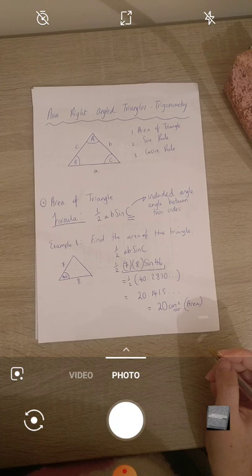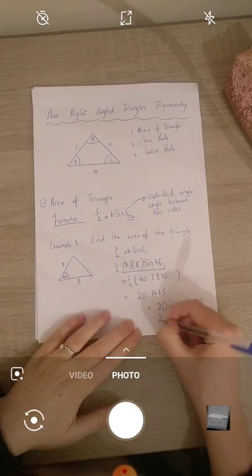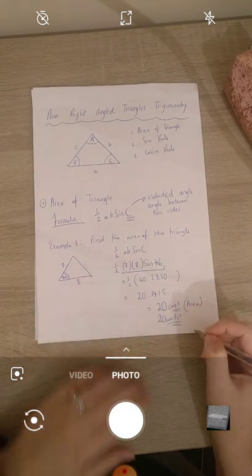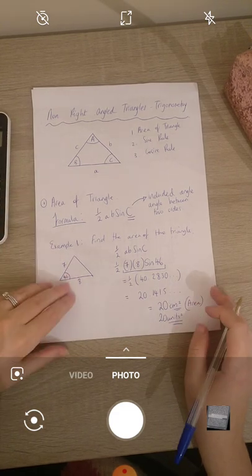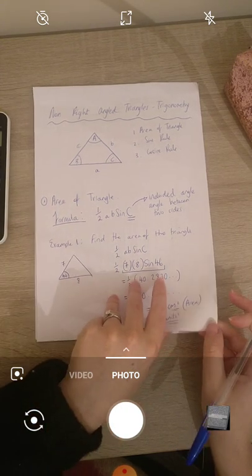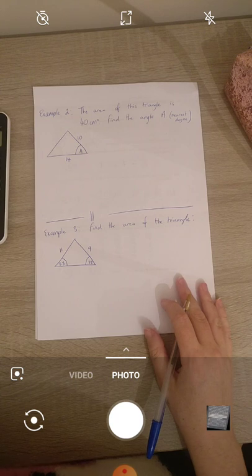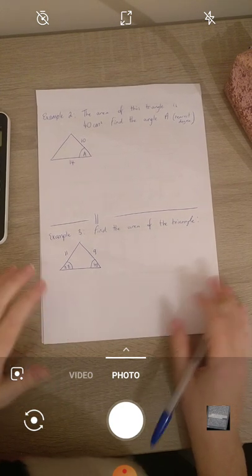Now I know there were no units given in the question. There probably would be. If not, you could write 20 units squared. You probably wouldn't lose marks for that at that point. So very straightforward, just substitution straight into the formula. And we'll just look at an example now where we're given the area and we have to work in reverse.